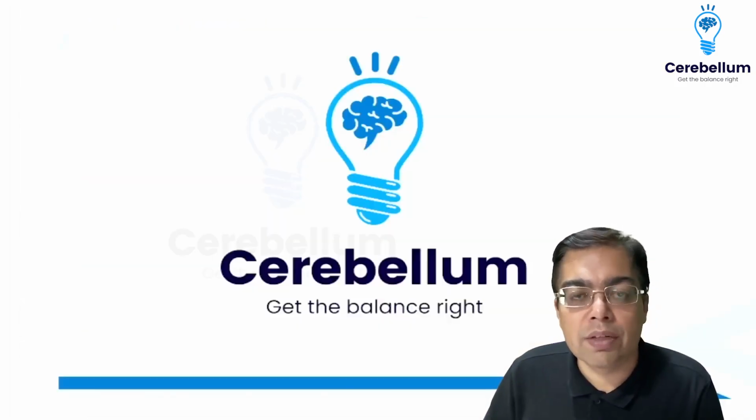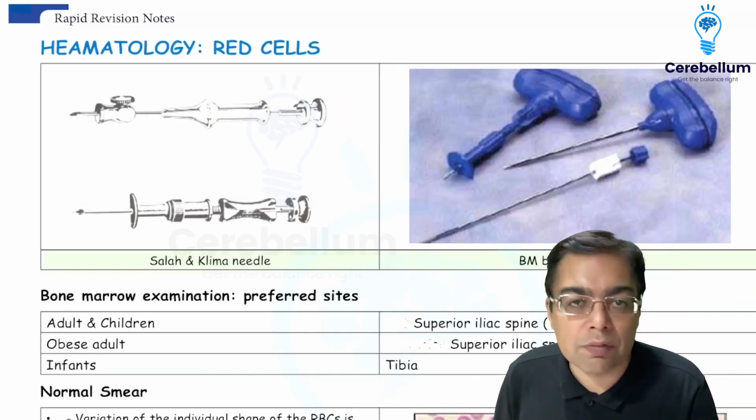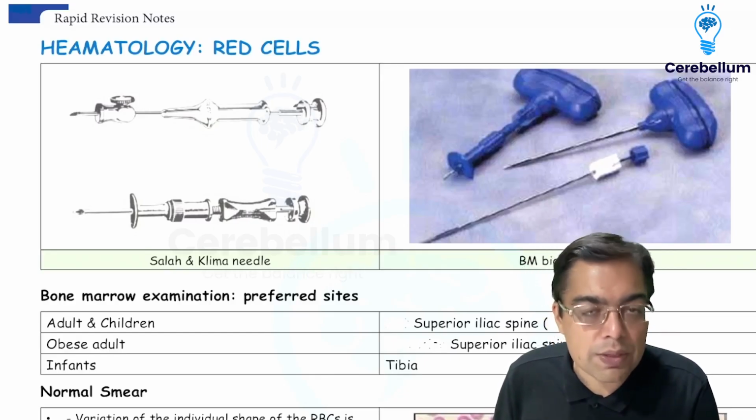Hi, so now we're going to have a discussion of one of the very important topics that is asked in the exams regularly, and that's the topic of hematology. We'll start off with a discussion of the red blood cell disorders, and then have a discussion about the white blood cell disorders and the platelets.